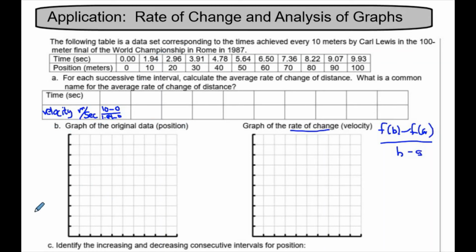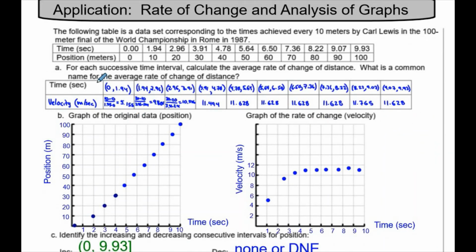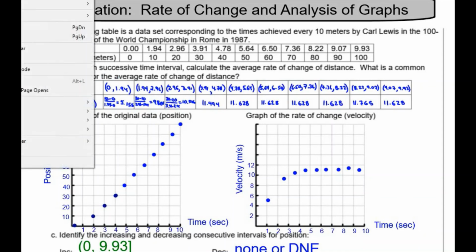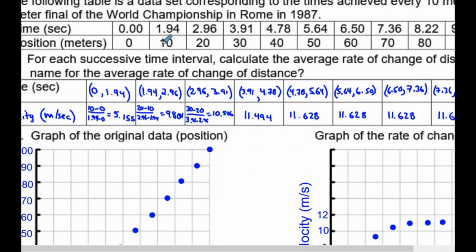So I went ahead and pre-did a lot of this problem, as you can see here. And what I'm going to do is ask you to figure out this chart. Let me zoom in on it. Exactly like I said, you're going to take 10 minus 0 and 1.94 minus 0 and simplify that on a calculator, and then 20 minus 10, and then 2.96 minus 1.94, and simplify that on a calculator. All the numerators are 10, if that will help you.